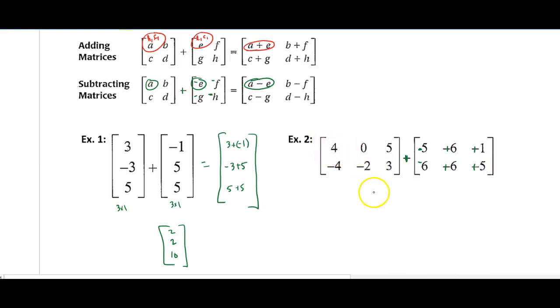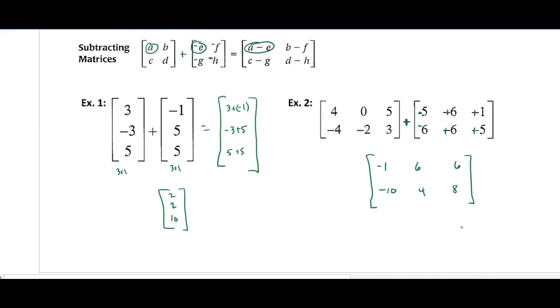So now if I look at this, 4 plus negative 5 is negative 1. Then I get 0 plus 6 is 6. 5 plus 1 is 6. Negative 4 plus negative 6 is negative 10. Negative 2 plus 6 is 4. And then 3 plus 5 is 8.